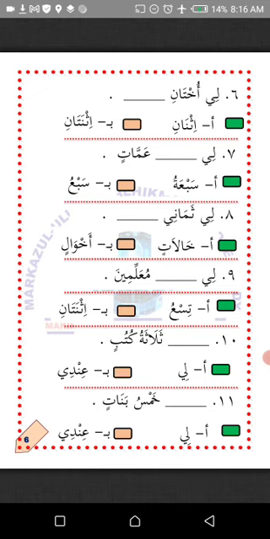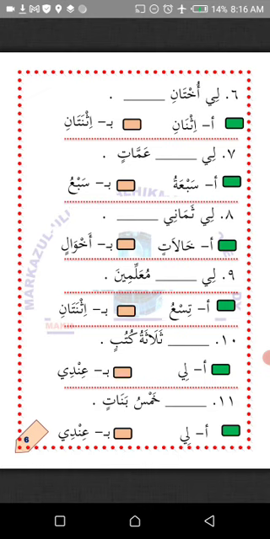Number 8: Li thamani dash. I have 8 number of dash. Is it khalatin or ahawal? Thamani. Here a masculine number is being used, which means the term to appear after it must be feminine. So the right option is khalat. Li thamani khalatin. I have 8 maternal aunts. A khalatun is an aunt from the side of one's mother. La'alaka fahimt? I hope you understand.